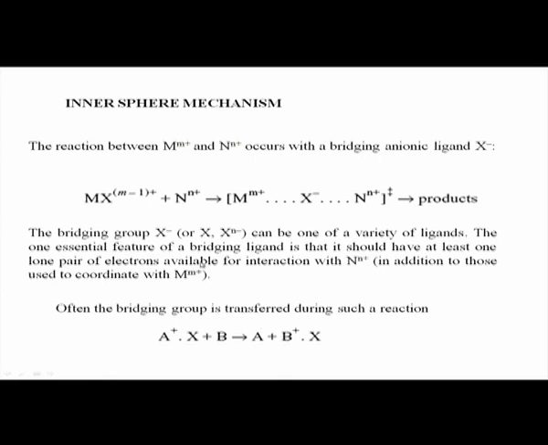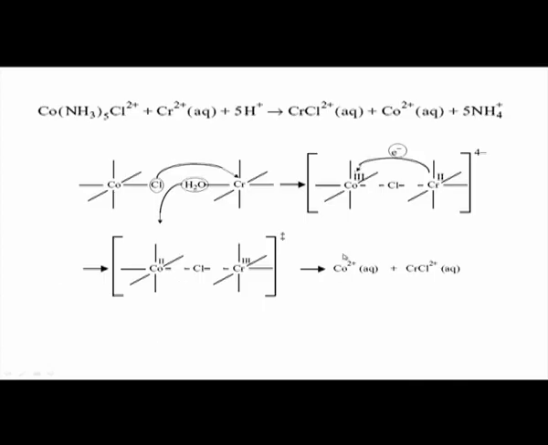So in the inner sphere mechanism, this reaction happens via the bridging ligand X minus. Now, a typical example I am citing over here is the cobalt NH3 5 Cl 2+ plus chromium 2+ hexaaqua plus 5H+, giving rise to this. So what is happening over here? This chloride is coordinating over here.